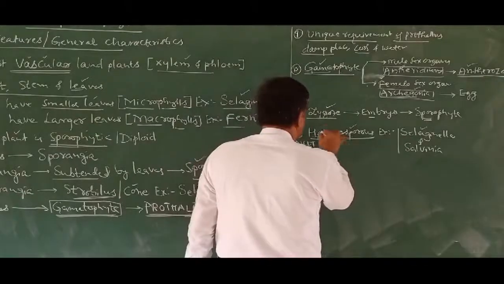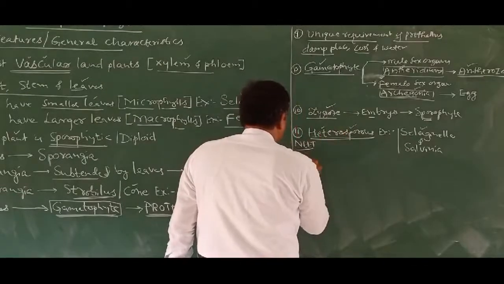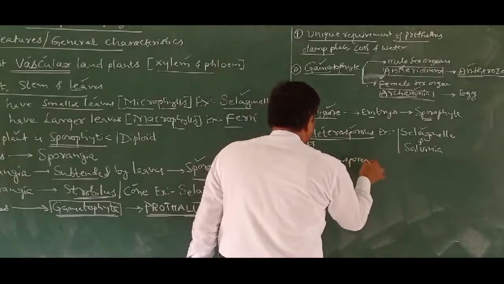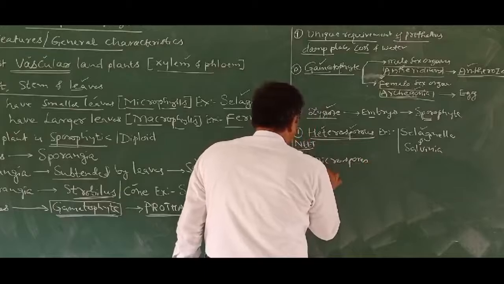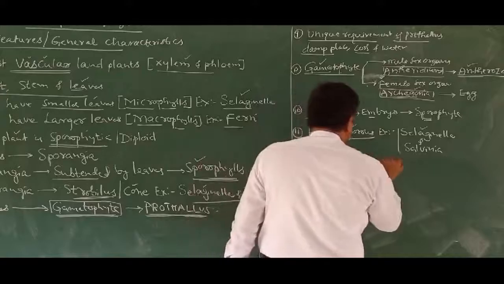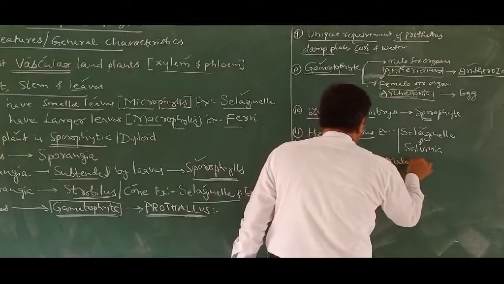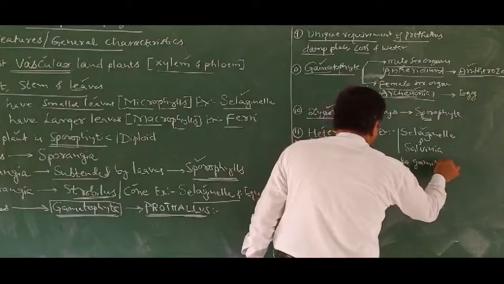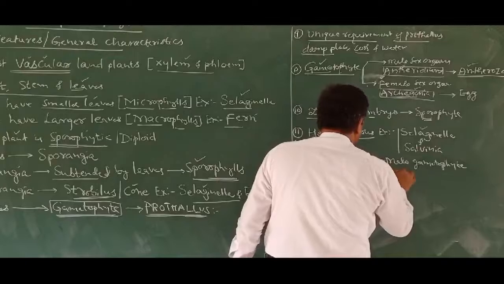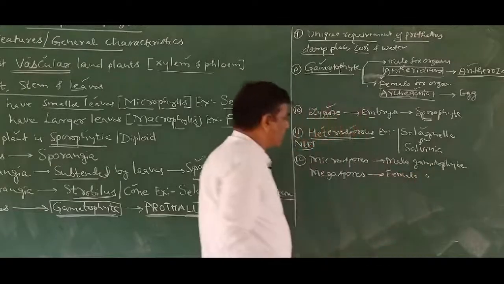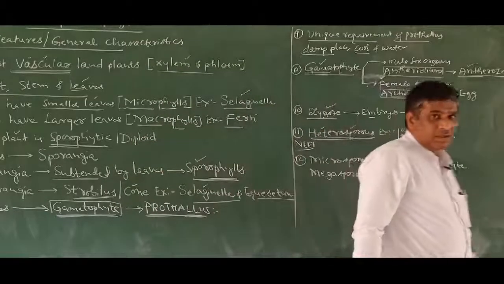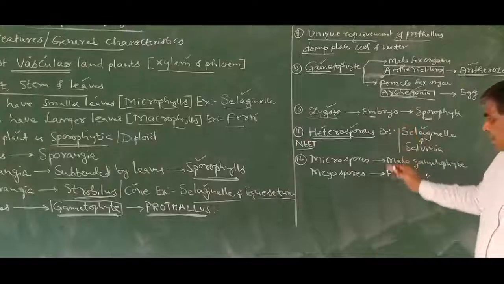Here, heterosporous means they can produce two different types of spores. One is called microspores, and another one is called megaspores. Microspores develop into the male gametophyte, and megaspores develop into the female gametophyte. In this way, these two are different from one another, so that they produce two different types of gametes.